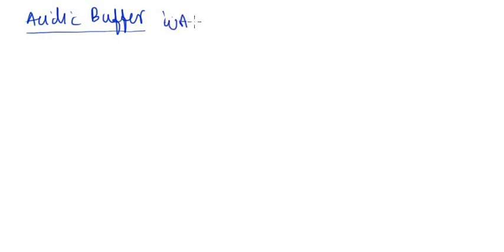So now let's talk about the acidic buffer. We have seen some basic definition of buffer solution. Now what is an acidic buffer? An acidic buffer is a weak acid and a salt with its conjugate strong base. So that is called the buffer solution.